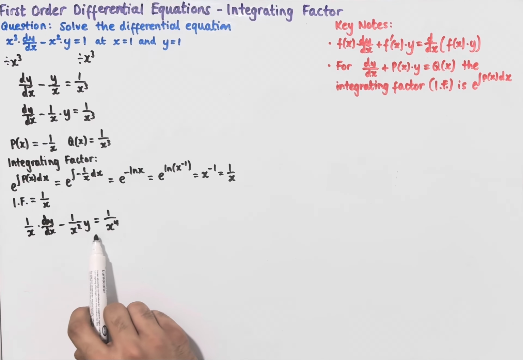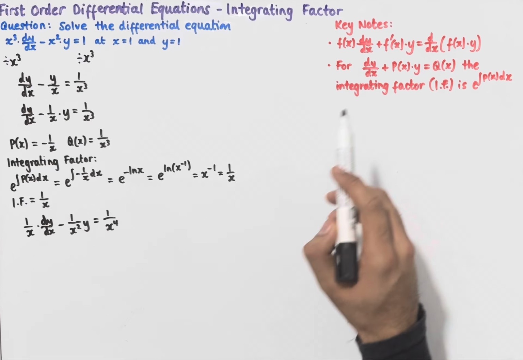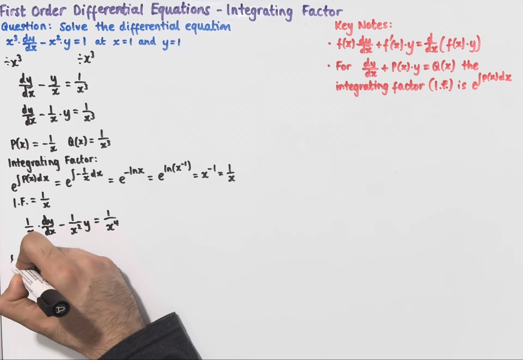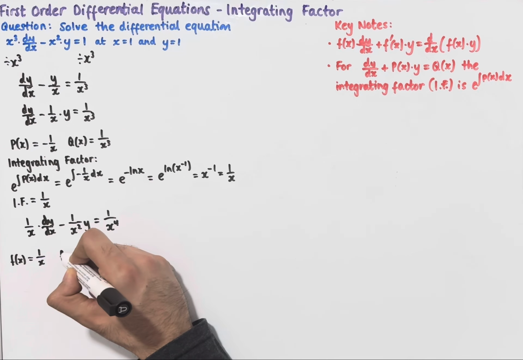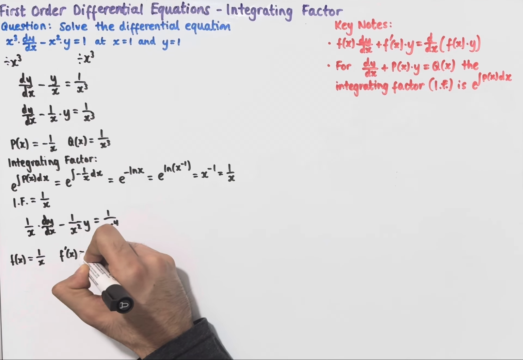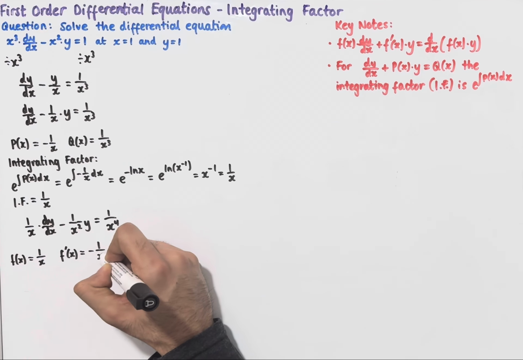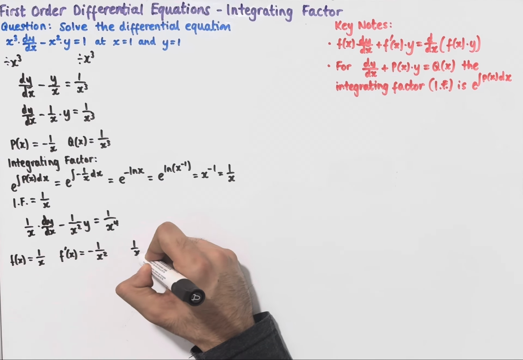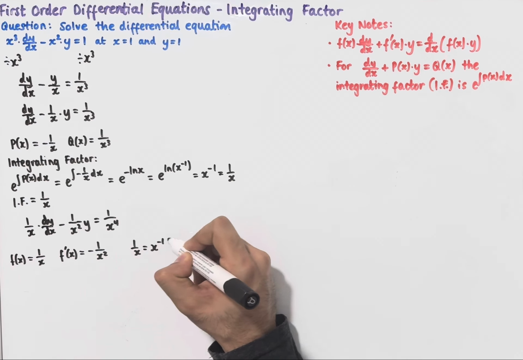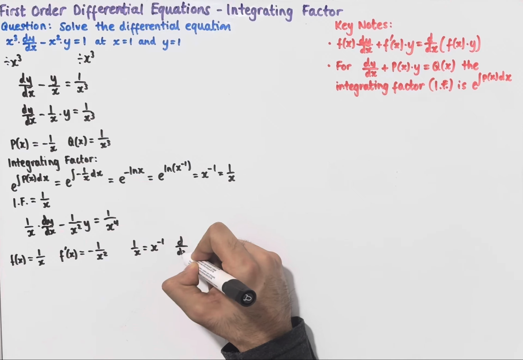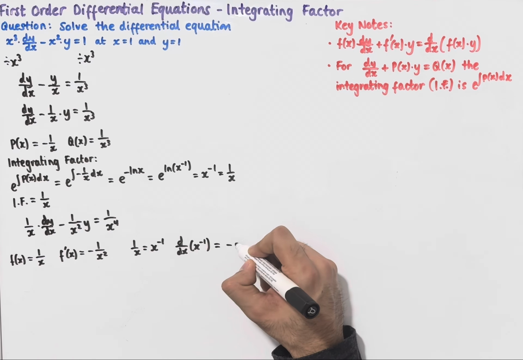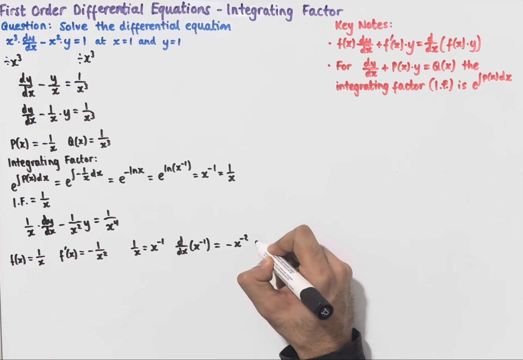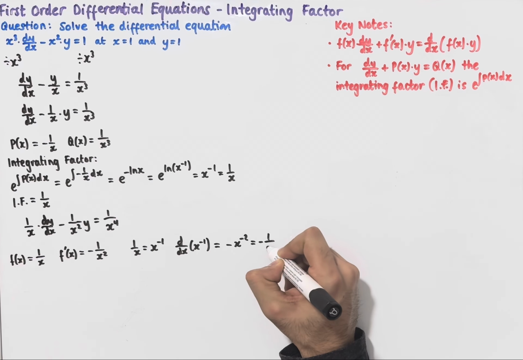Now if we compare this equation with this format here, we can see that f of x is equal to 1 over x, and now if we differentiate this, f dash of x is equal to minus 1 over x squared, since 1 over x is equal to x to the power of minus 1. And if we differentiate x to the power of minus 1 with respect to x, then we times by the power and then take away 1 from the power, and so this becomes minus 1 over x squared.